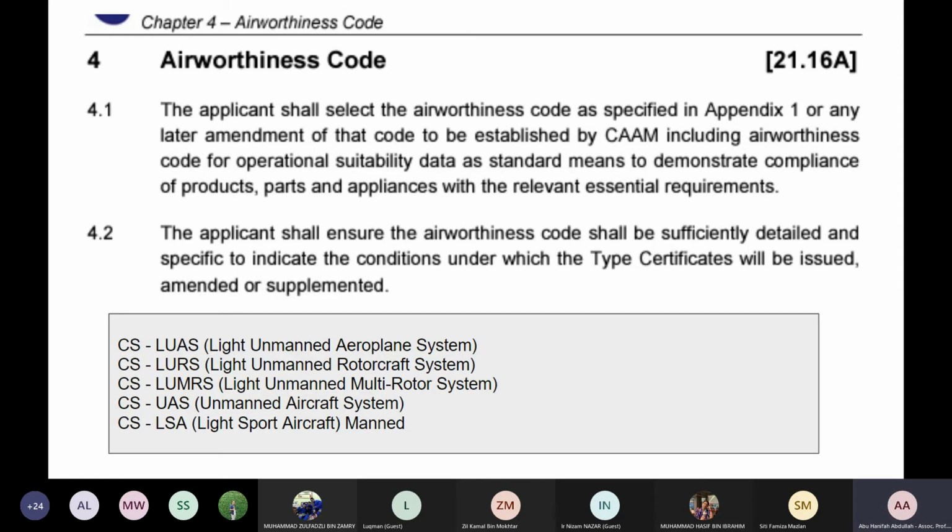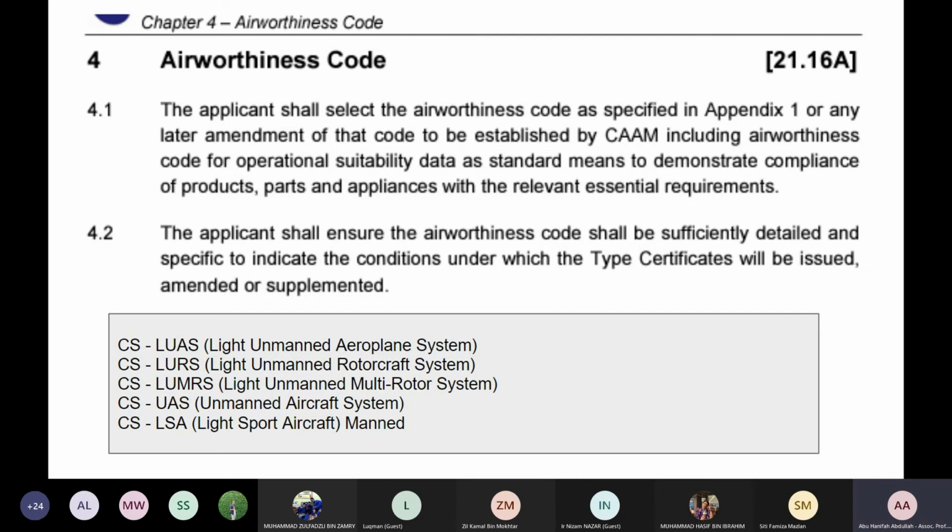So what will be the airworthiness code? Airworthiness codes that we have are CS, LUAS, LURS, LUMRS, and UAS and LSA. That is what we have from EASA at the moment. And if you look at the requirement in CAD 4.1, the applicant shall select an airworthiness code as specified in Appendix 1. So Appendix 1 shows you CS and FAR. So that is for standard aircraft.